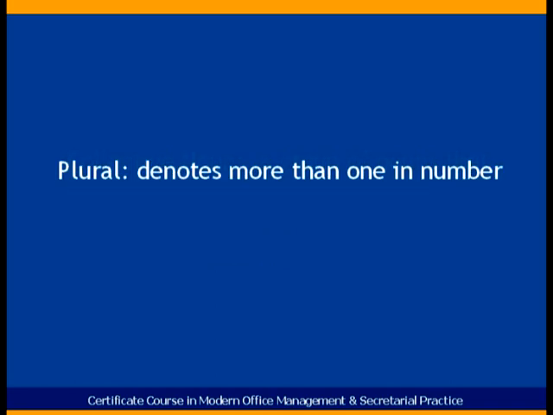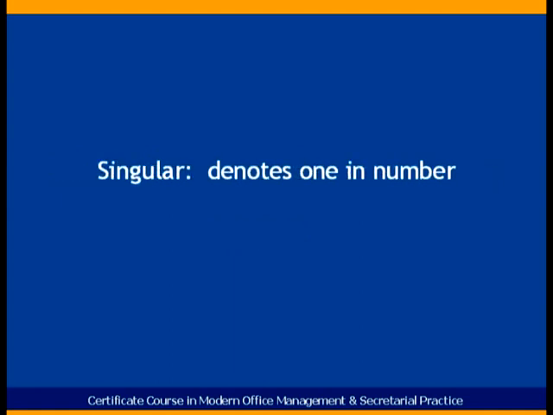Plural. Plural denotes more than one in number. The word cars is plural as it refers to more than one car. Singular. Singular denotes one in number. The word car is singular as it refers to a single car.